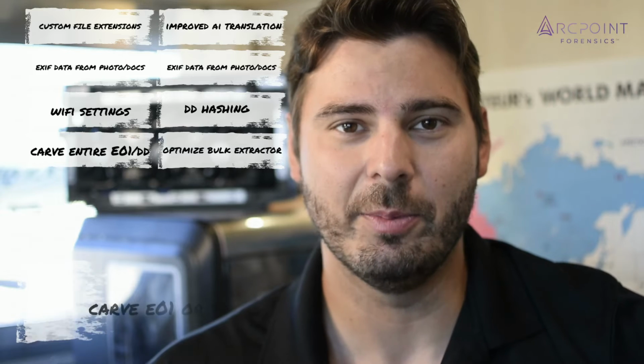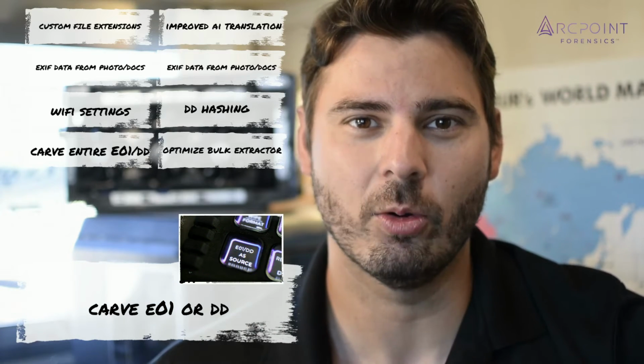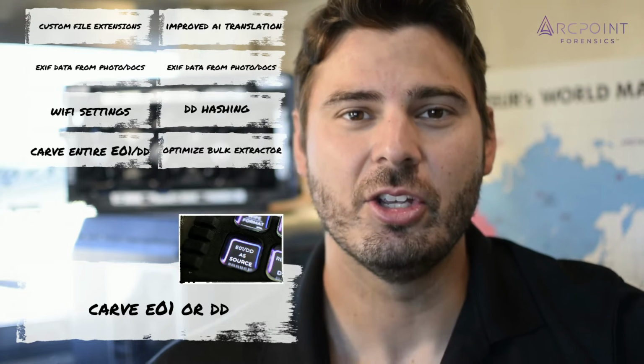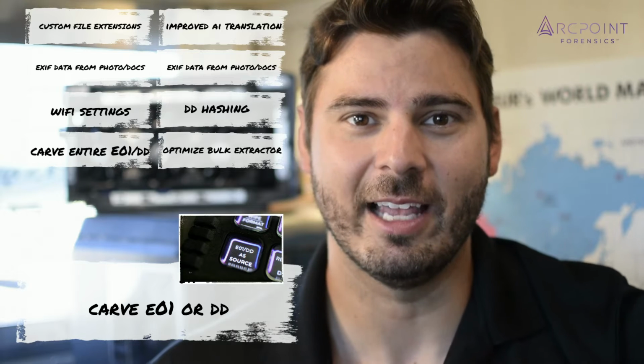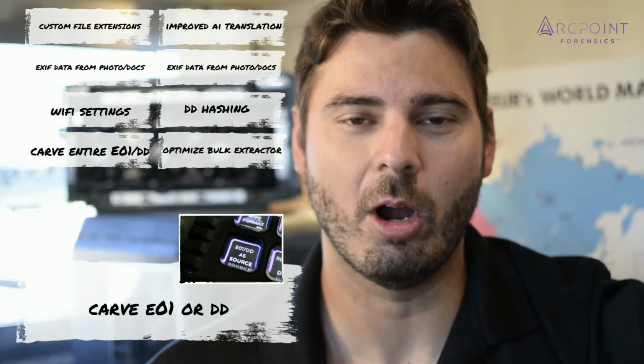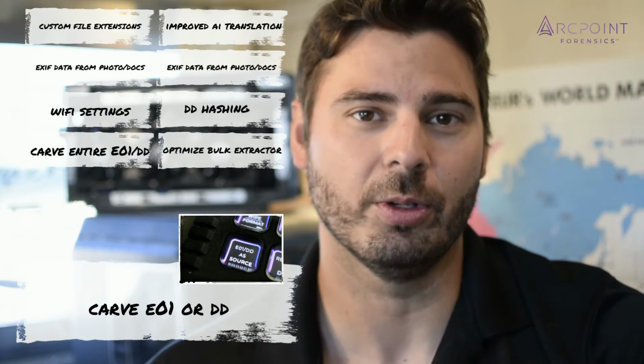We also added the ability to carve an entire E01 or DD. If you have an E01 or a DD that you've previously collected, you can now put that on a drive, connect that to ATRIO, select E01 as source, and then under carve only, select carve entire drive, and that will basically then go through and carve the entire drive.